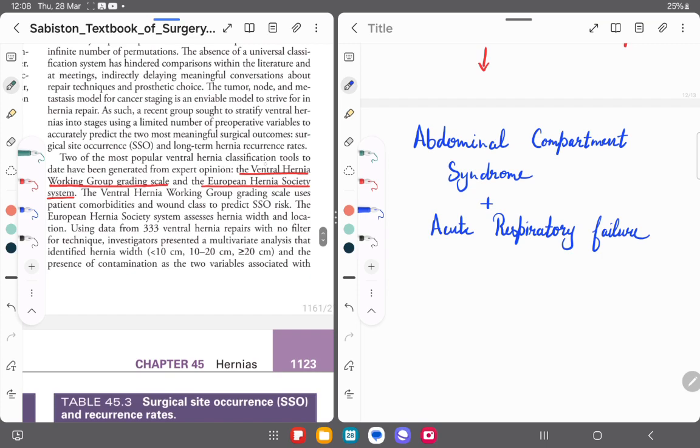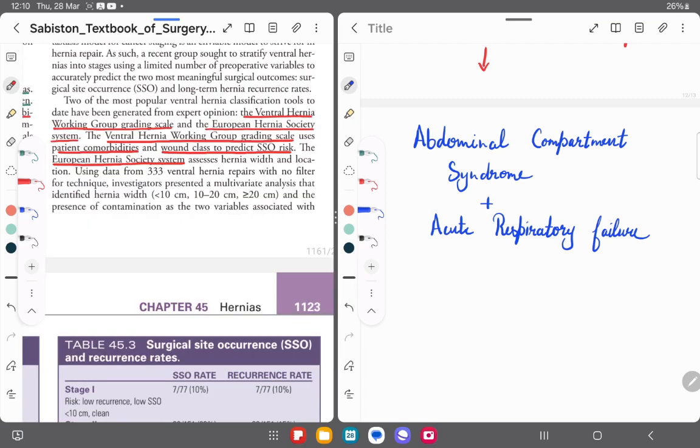So two of the most popular ventral hernia classification tools to date have been generated from expert opinion: the Ventral Hernia Working Group Grading Scale and the European Hernia Society System, EHS. The Ventral Hernia Working Group's grading scale uses patient comorbidities and wound class to predict SSO risk, surgical site occurrence risk, and the European Hernia Society System assesses hernia width and location.